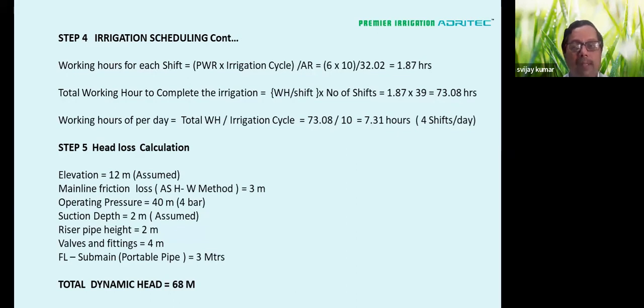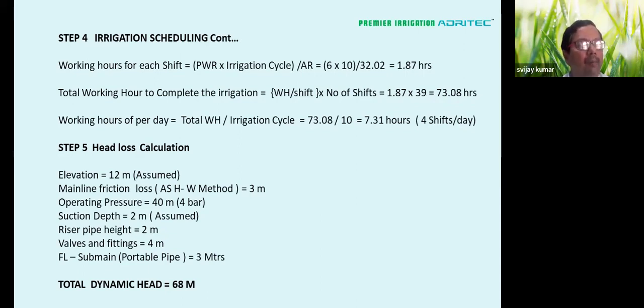We want to see whether we can operate this, and since we have a 10-day cycle, per day, 73 divided by 10 days gives 7.3 hours. That means roughly 2 hours per shift, so 4 shifts, 4 positions of the sprinkler, will get covered in the time period of 8 hours. After you have done that, you shift it like this, and in 10 days, the entire area is going to get covered.